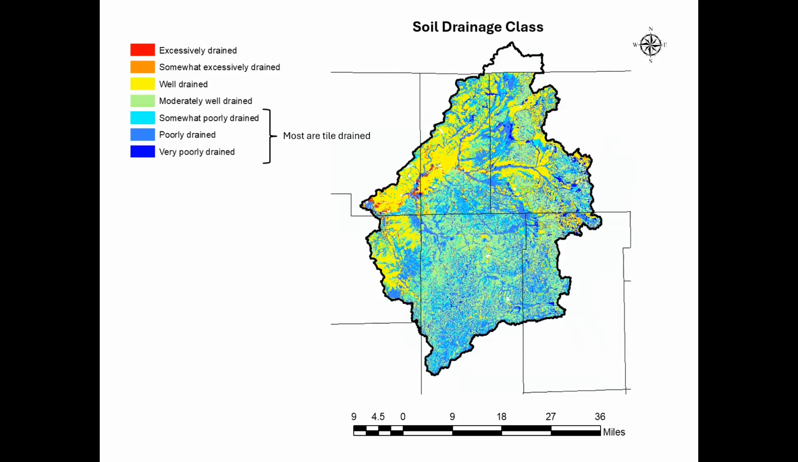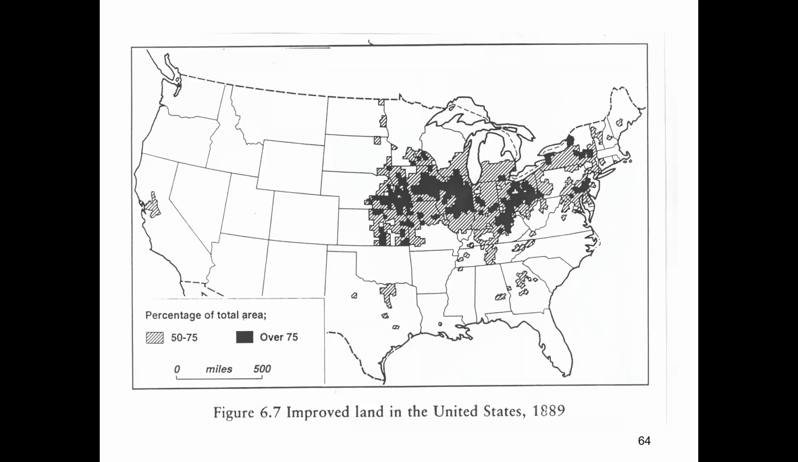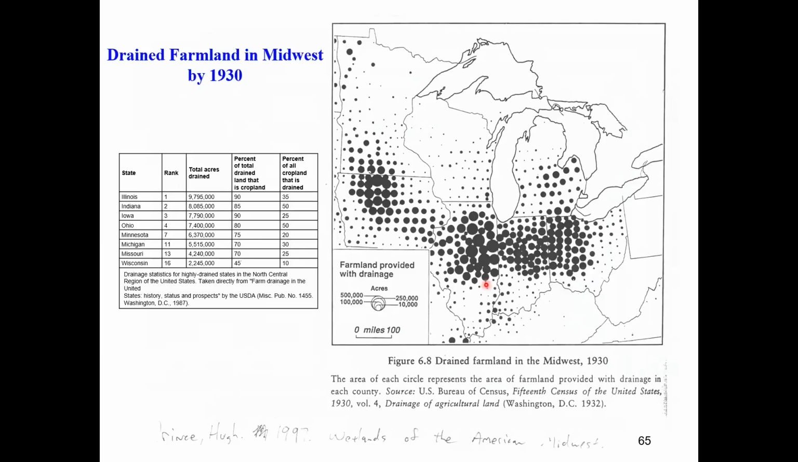And if we come in and look at the Kish, again, the very poorly, poorly, and somewhat poorly drained soils are almost all tile drained. So the bottom two-thirds of the watershed have more tile drainage than the northern third, especially the western area over here that's more rolling. So there's a lot of drainage tile. If we were to go back and look, by the late 1800s a lot of these drainage tile had already been put in by 1930.